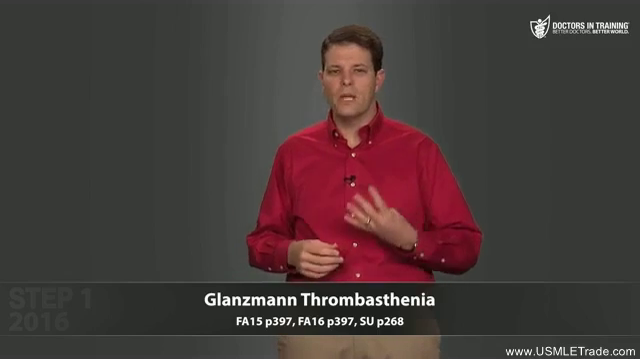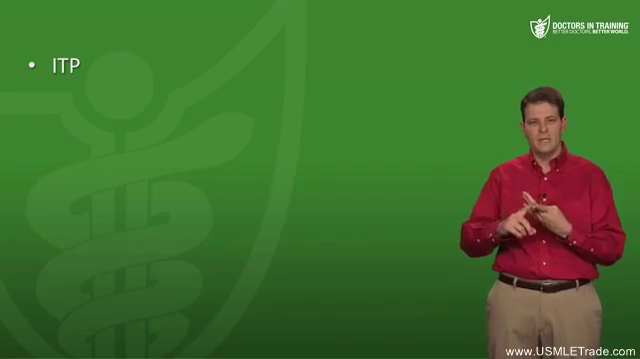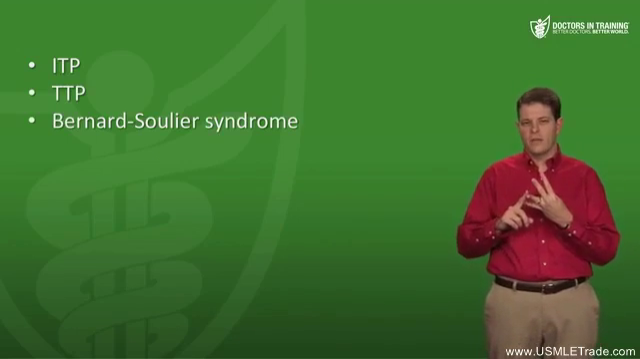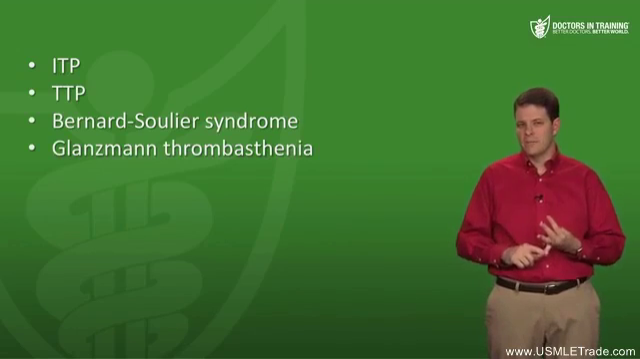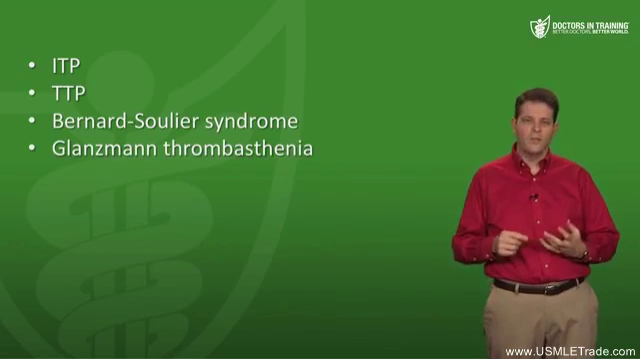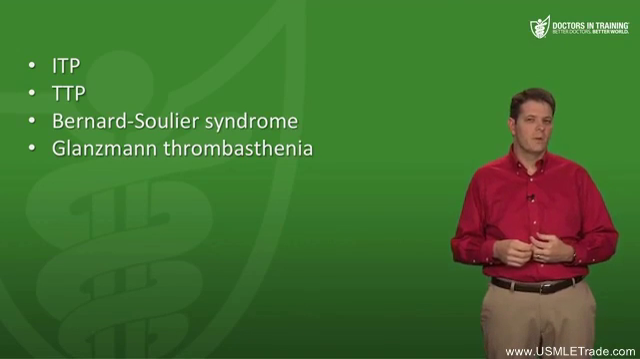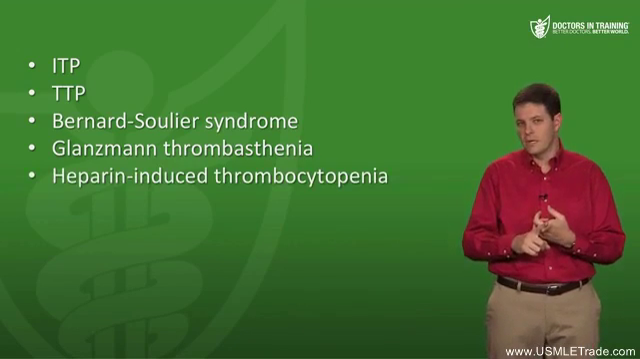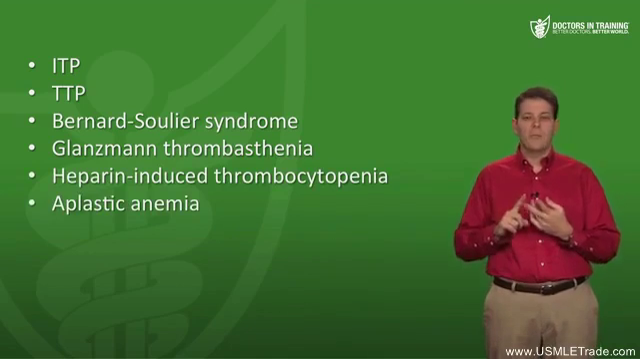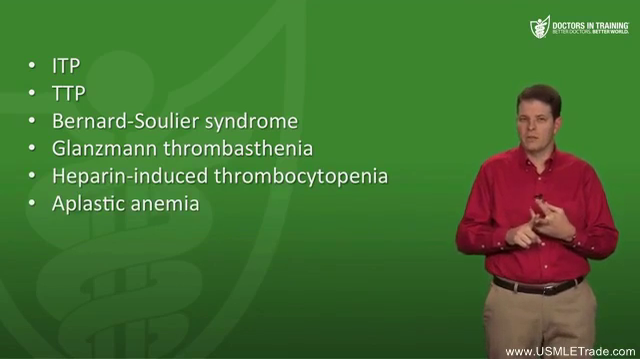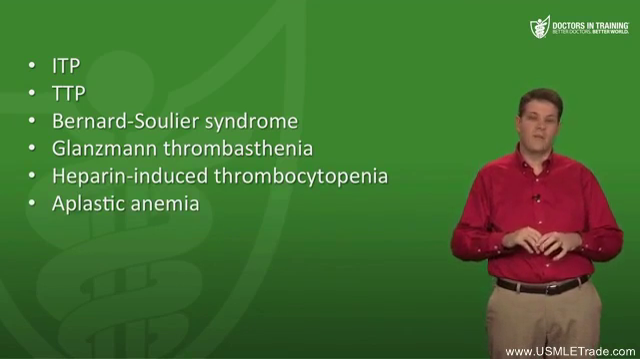So again, those are your four major pure platelet disorders: ITP, TTP, Bernard-Soulier syndrome, and Glanzmann thrombasthenia. Very high yield. Then I also want to remind you of a couple of other situations where you might have some thrombocytopenia. We talked about heparin-induced thrombocytopenia. We also talked about with aplastic anemia, you can have some thrombocytopenia because with aplastic anemia, the bone marrow stops making everything. Now let's look at some mixed platelet and coagulation disorders.